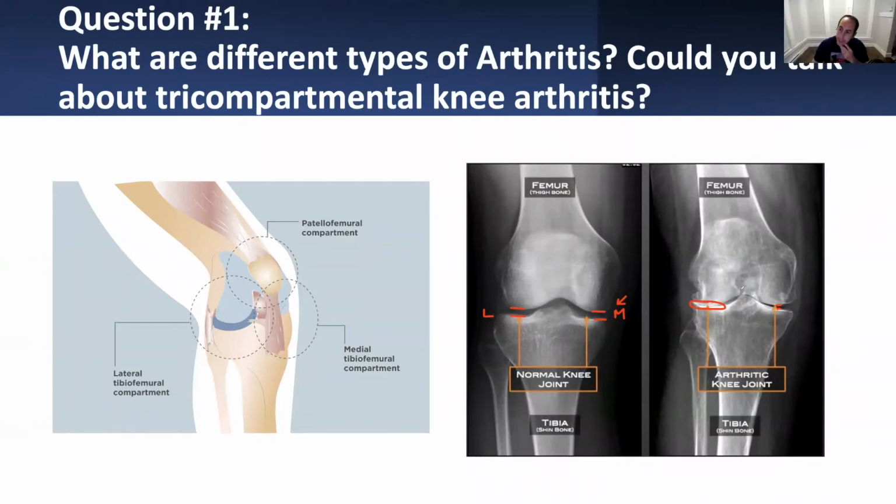Yeah. And then lastly, we have metabolic arthritis, which the most common one is going to be gout.